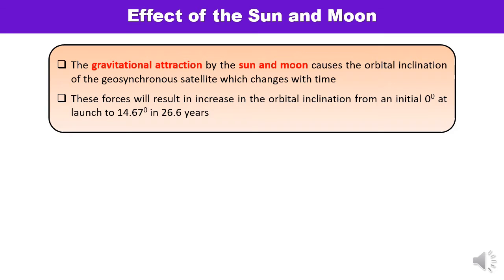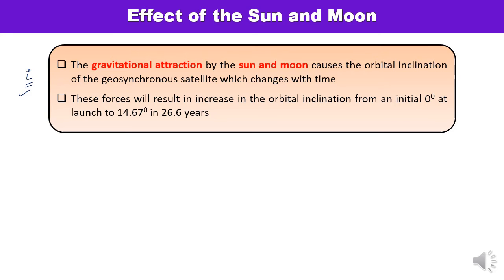First, let us talk about the effect of the Sun and Moon. See, the gravitational attraction by the Sun and Moon, there must be some gravitational attraction, and they are going to cause a change in the orbital inclination. Orbital inclination is denoted by angle I, and this angle of inclination may vary with time. It means today the angle of inclination may be somewhat different, and if we talk about after 6 months, this angle must be varying.